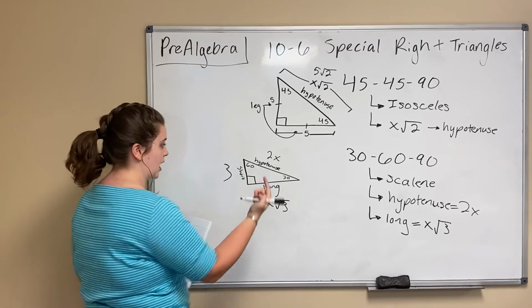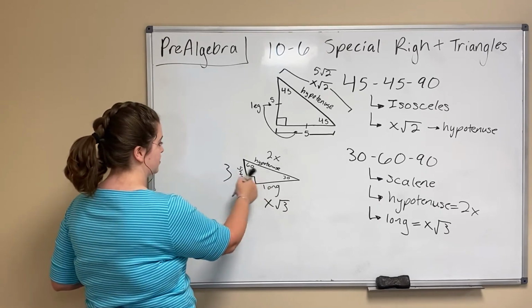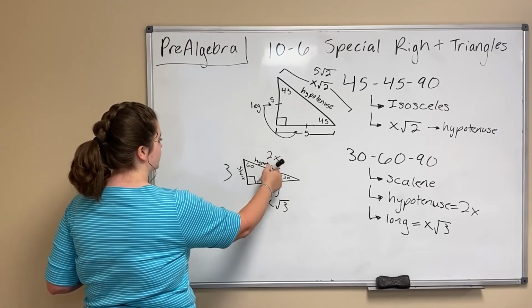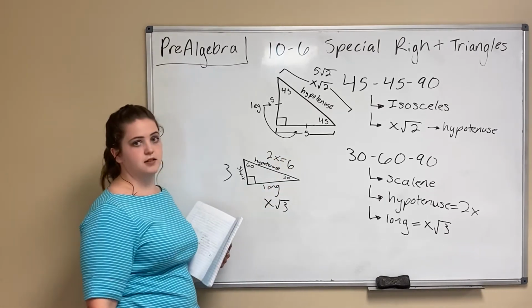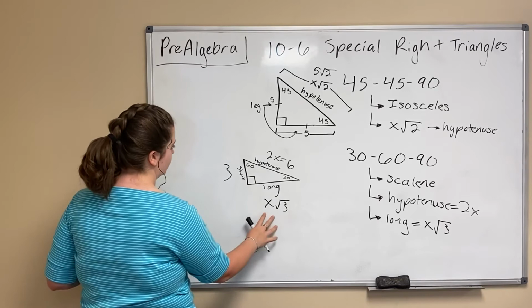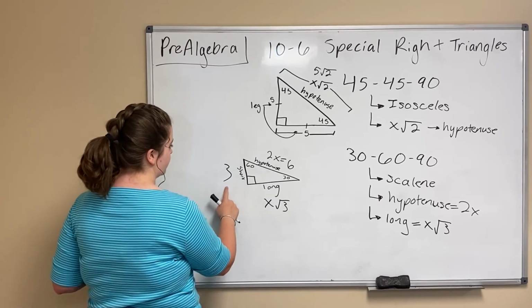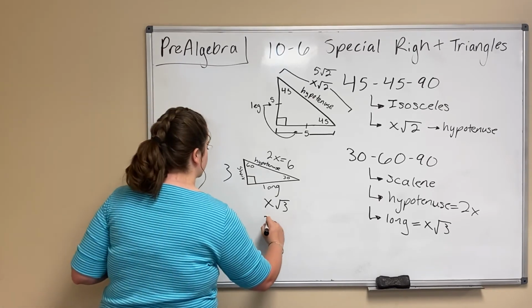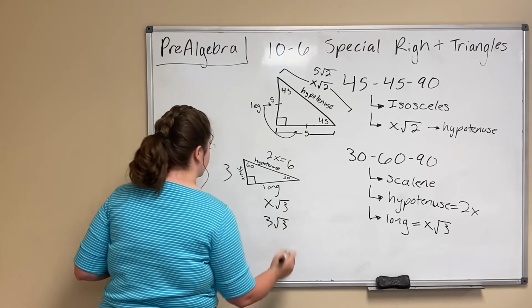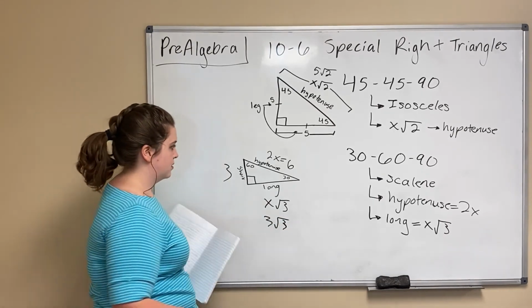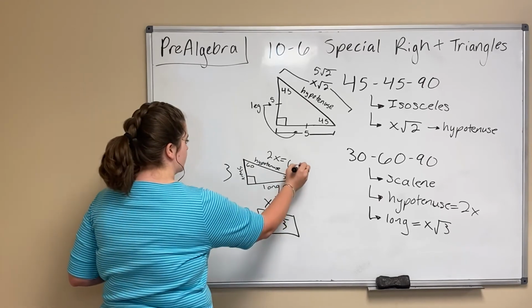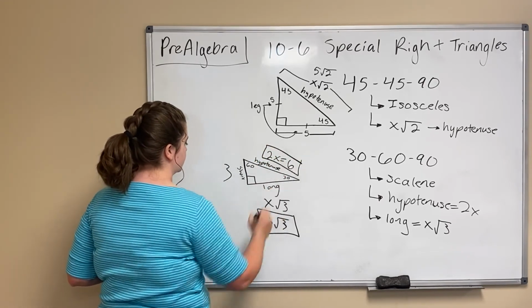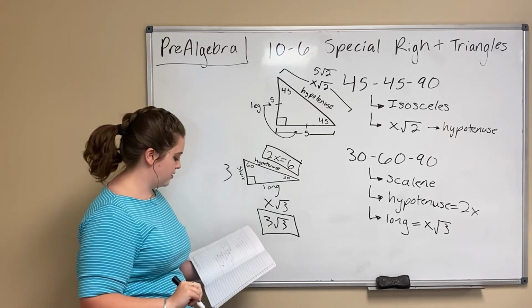Then, to figure out the hypotenuse, all I have to do is put 3 where the x goes. 2 times 3 is 6. So our hypotenuse would be 6. And to figure out our long side, I would put 3 in where the x is, so I would get 3 times the square root of 3. You can leave that like that. Hypotenuse is 6. The long side is 3 times the square root of 3.